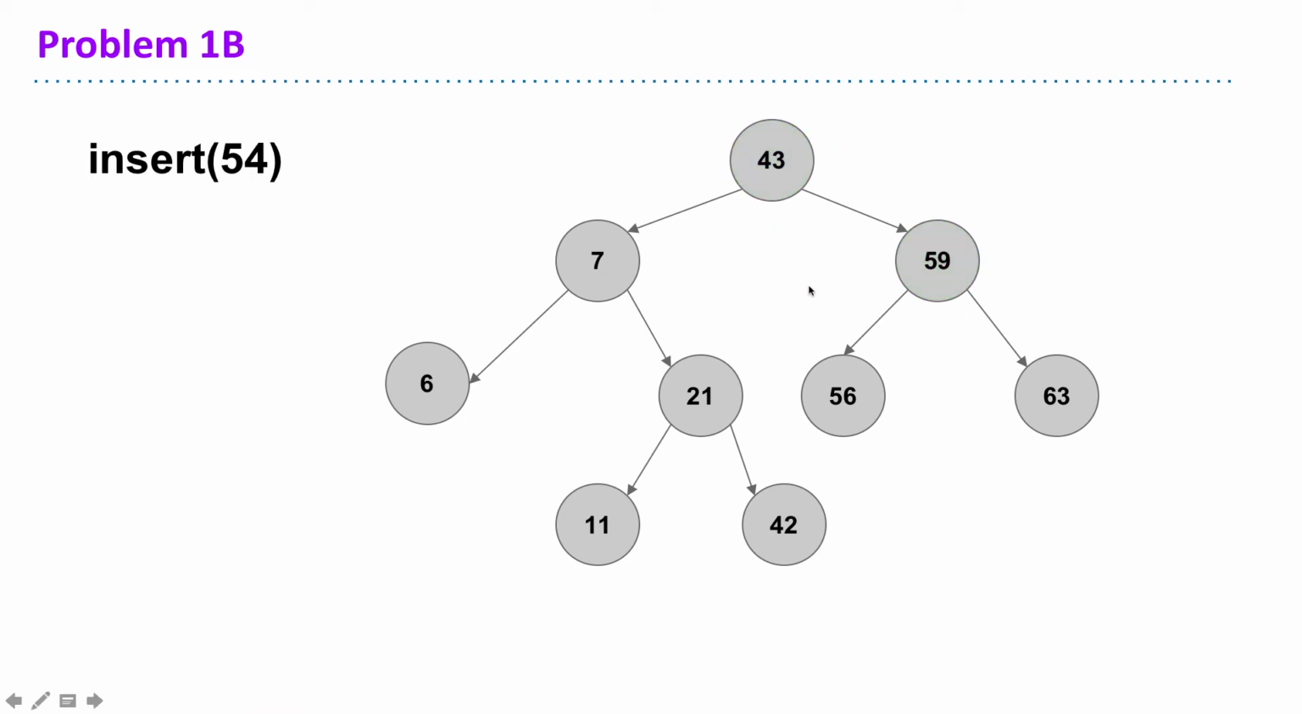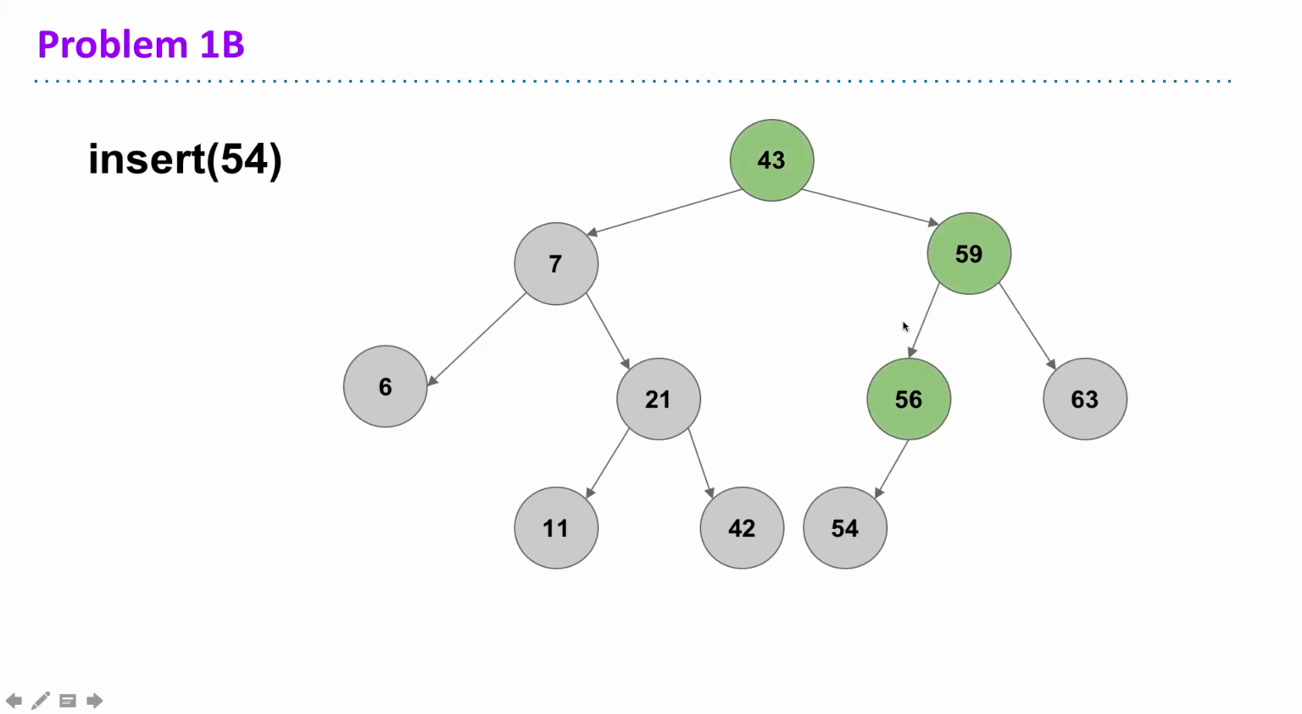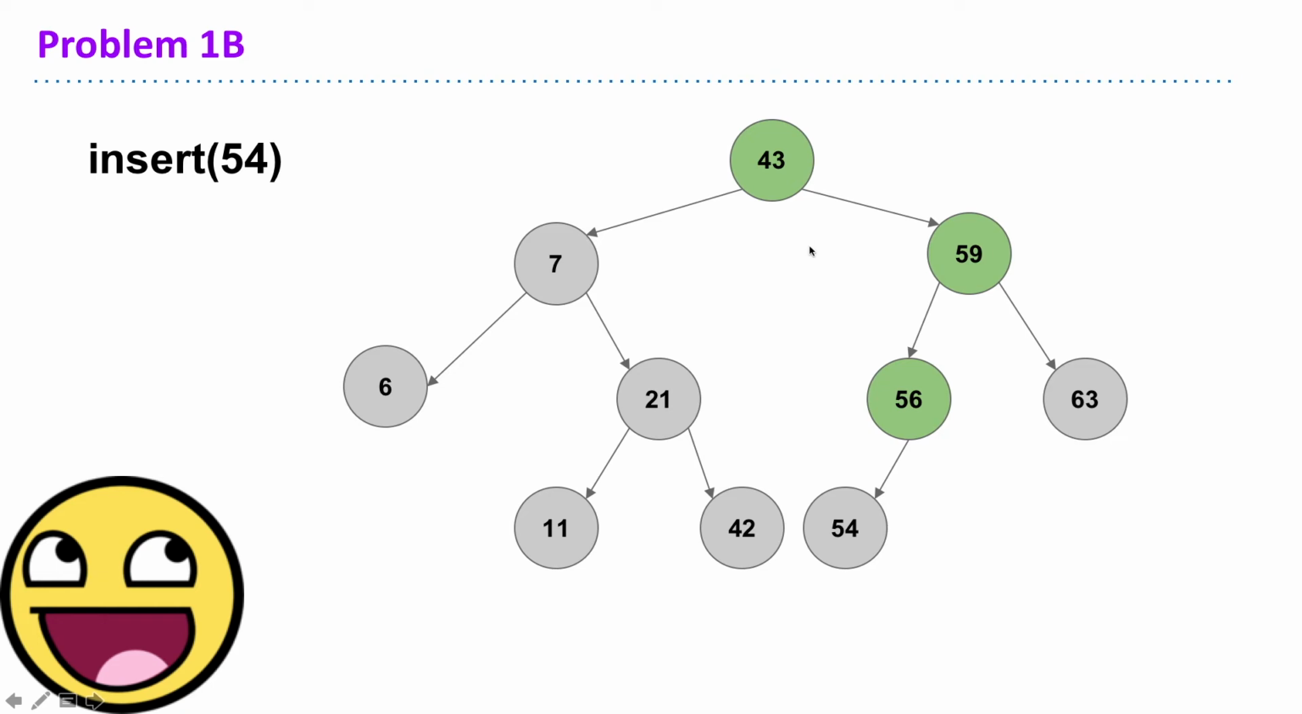Okay, so the next thing that we'll insert is 54. So 54 is going to be inserted into the left child of, to the left of 56. So we can just mark the heights. So 54 subtrees are 0, 0. So this is okay. Heights of 56 is left and right subtrees are 1, 0, which is okay. For 59, it's 2, 1. This is okay. And then for 43, it's going to be 3, 3. And this is also okay. So that means that we're done.